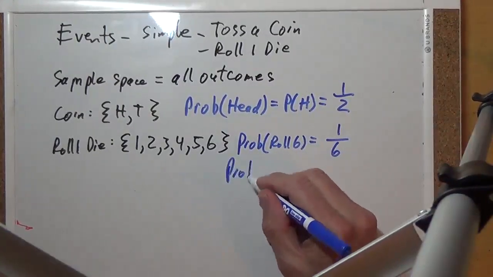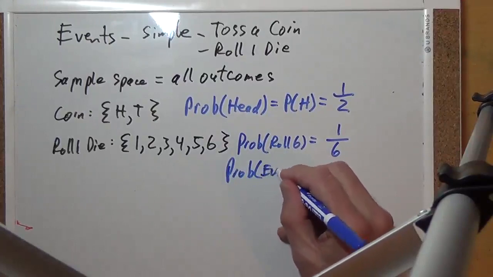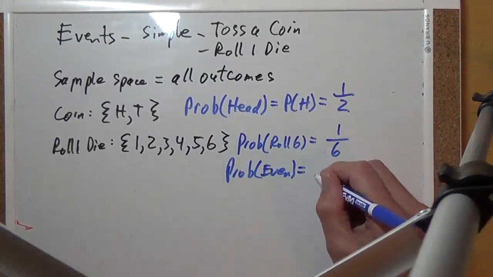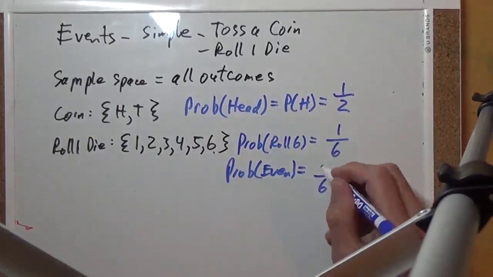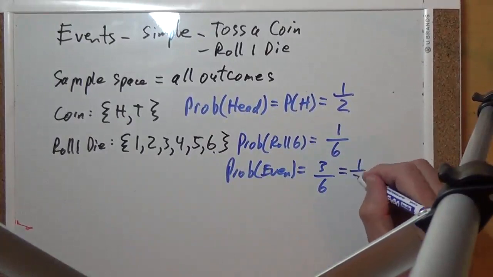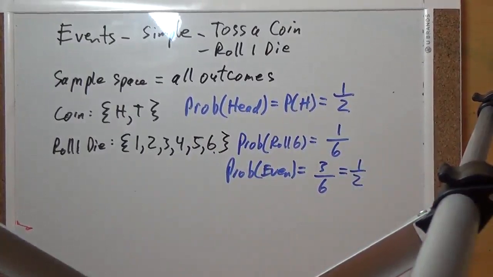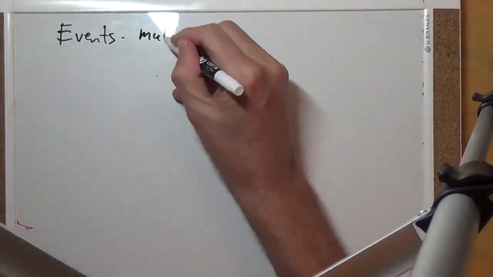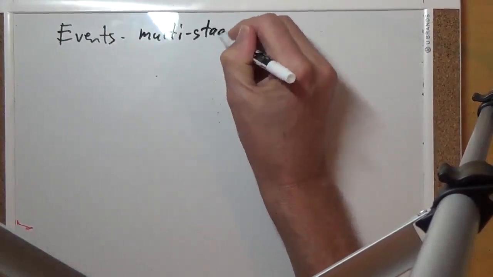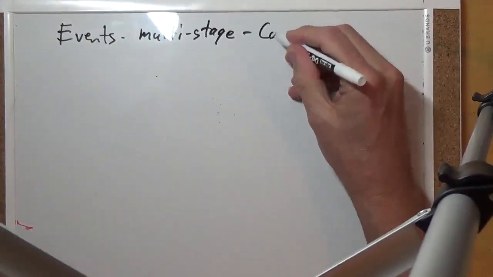How about if I ask you the probability of an even number? Again, there's 6 total outcomes, and there's 1, 2, 3 ways to get an even, so that probability is 1/2. I'm going to show you a couple ways to do sample spaces with what's called multi-stage, or you may hear the word compound event.